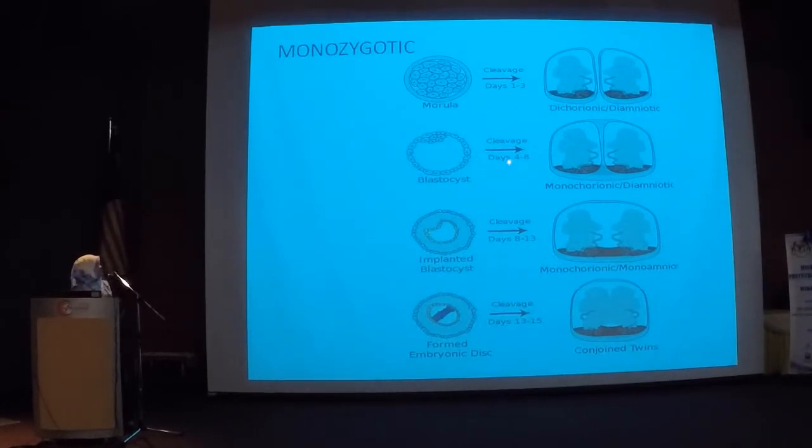But whenever the cleavage occurs on day 4 to day 8, at the blastocyst period, you may have monochorionic, diamniotic. One placenta, 2 sacs. At the level of implanted blastocysts on day 8 to 13, you will have monochorionic, monoamniotic. At later days of cleavage, on day 13 to 15, when the embryonic disc has already formed, unfortunately the patient will have conjoined twins.